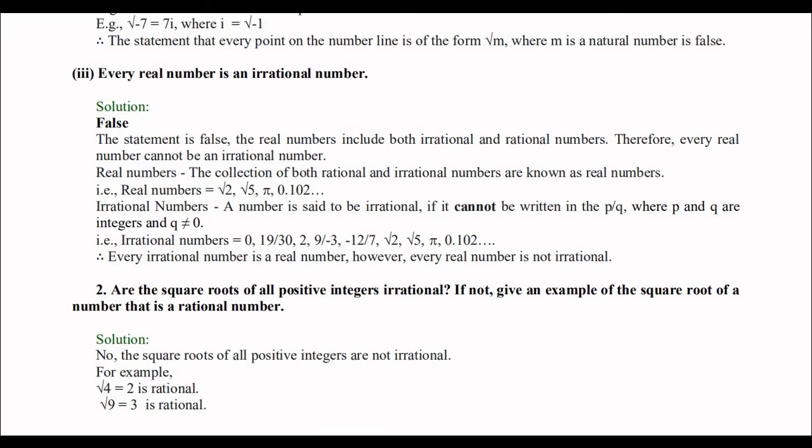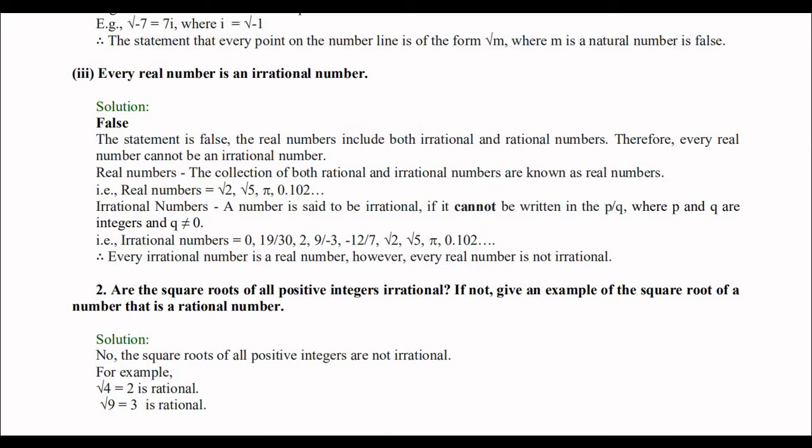The question is, every real number is an irrational number. So the solution for it is false. The statement is false since real numbers include both irrational and rational numbers. Therefore, every real number cannot be an irrational number. The definition of real numbers: the collection of both rational and irrational numbers is known as real numbers. That is, real numbers are root 2, root 5, pi, 0.102 and so on.